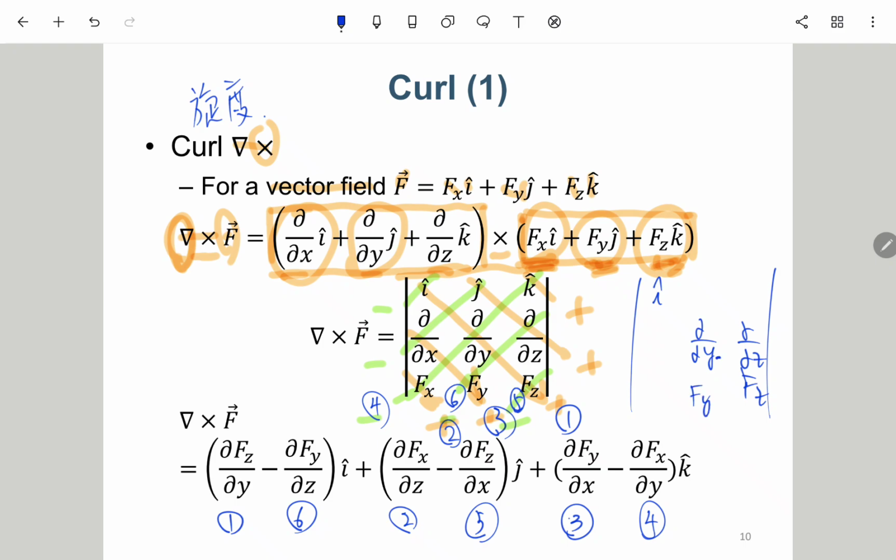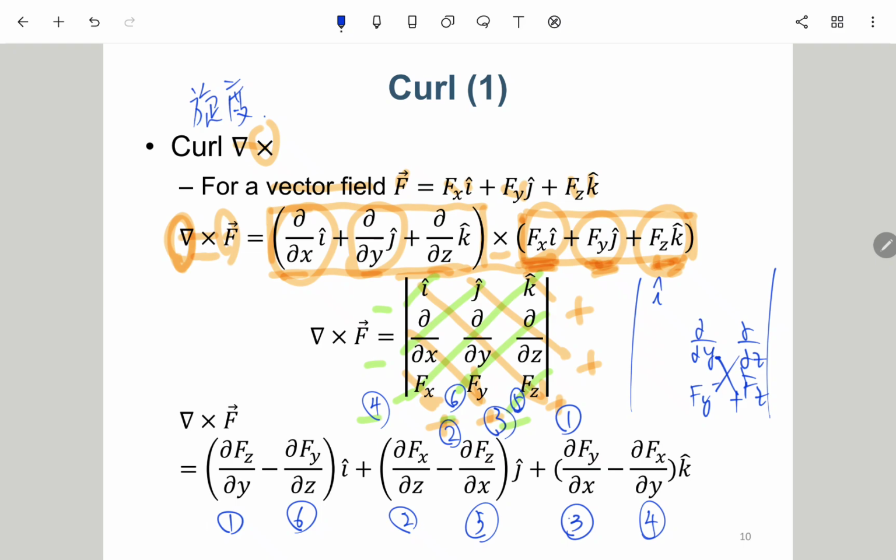So they are like this is positive, this is negative, this is positive, this is negative. I had partial y f z, this one minus partial z f y goes to here, and so forth. Okay, anyway, this is the expression of the curl operator in Cartesian coordinates. It turns out to be these 6 terms. It looks more complicated than the divergence.